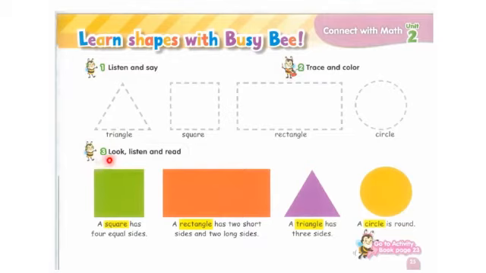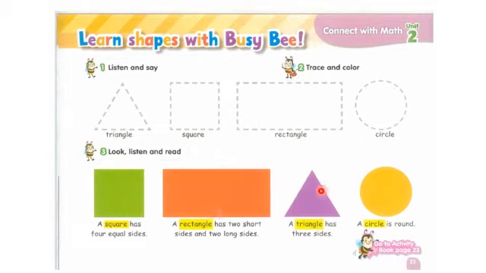Exercise 3 says look, listen, and read. Okay, can you see this shape, KG1? This is a square, right? A square has 4 equal sides. Here's one side, 2, 3, 4. 4 sides and they're all equal. Okay. What is this shape, KG1? This is a rectangle, right? A rectangle has 2 short sides. This is one short side. This is the second short side. And it has 2 long sides. This is one long side. And this is number 2, the second long side.